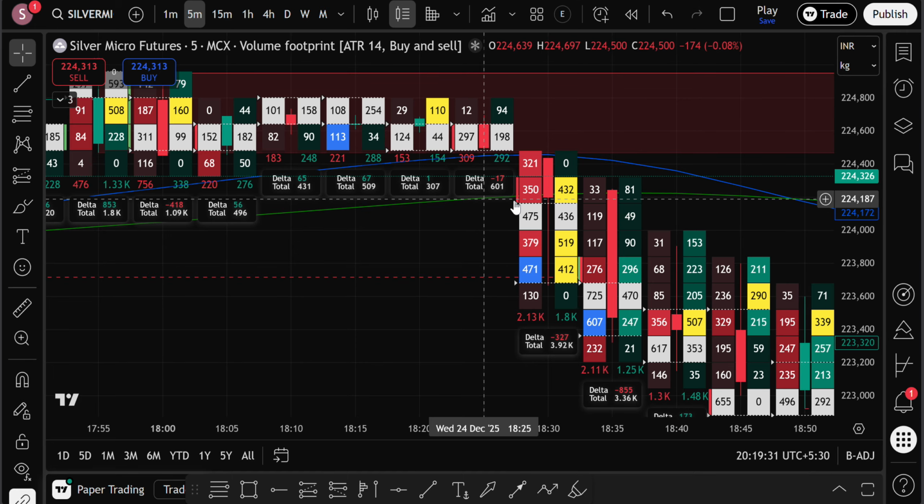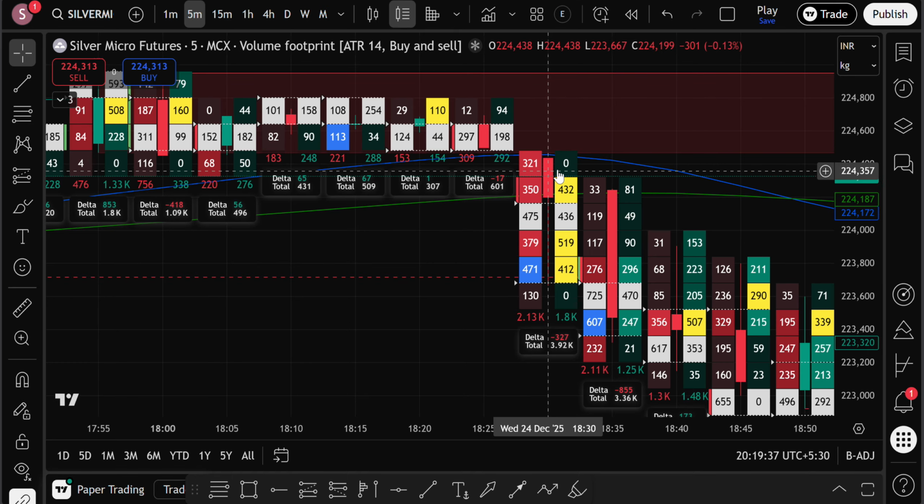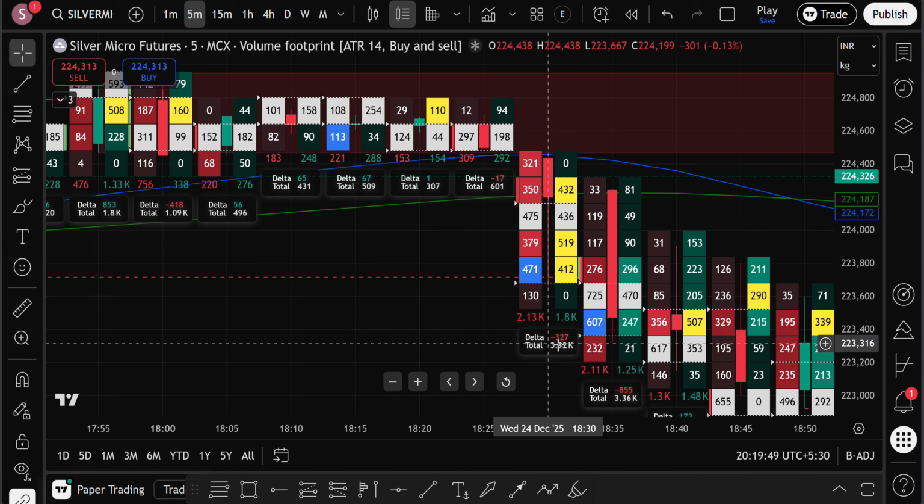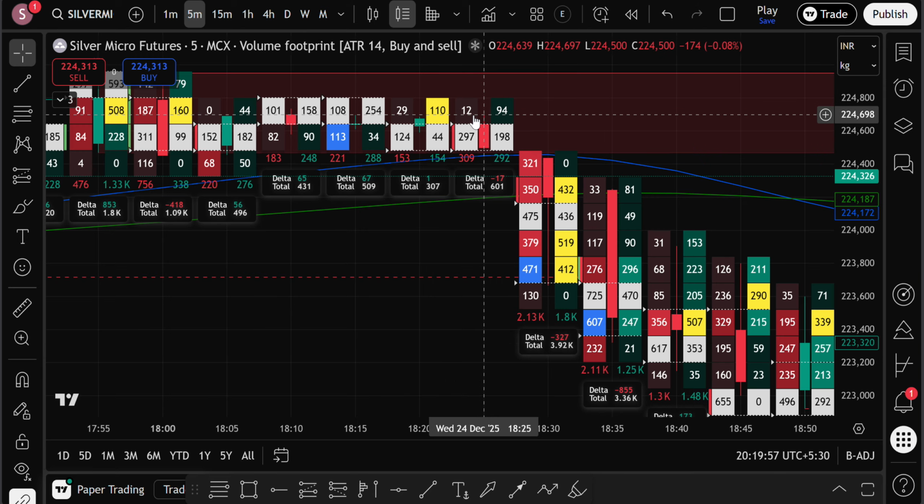But if you see here, there is a sell imbalance, because diagonally if you calculate, buy volume is 0 and 350 is the sell volume. So it's clearly indicating that 350 is 300% more than this one. That's the reason for the sell imbalance above the value area high and point of control here. And here delta -17 and here delta -327, which clearly indicates that sellers are aggressive. You can take the sell trade by putting the stop loss here.